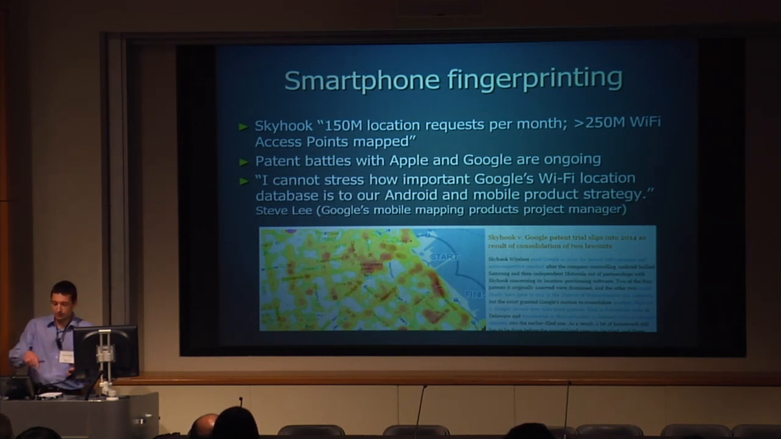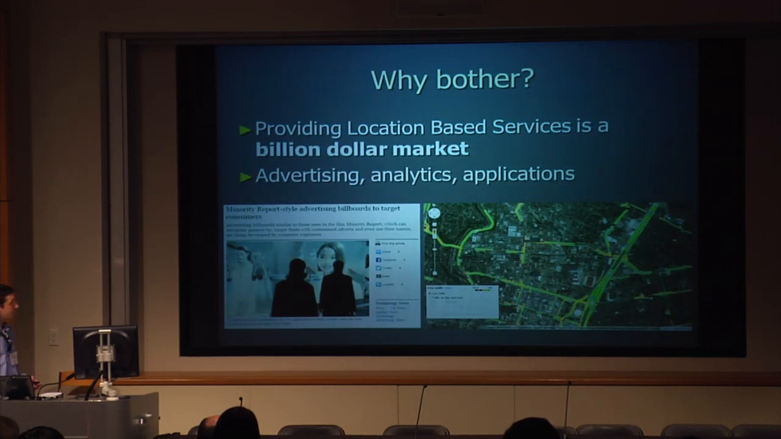So based on the exact sequence of Wi-Fi MAC addresses and signal strengths that my phone is listening to right now, I can be positioned inside this auditorium. If I go into a different part of the building, the signal strengths will change, and my position can be updated accordingly. And Apple and Google used to buy this off Skyhook. Then they tried to go it alone, and of course, there are patent battles now ensuing. But both Google and Apple have stressed a number of times how precious owning their own ability to locate smartphone users is. So why?